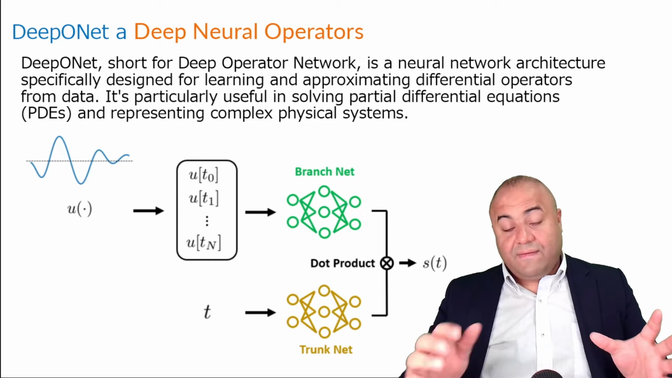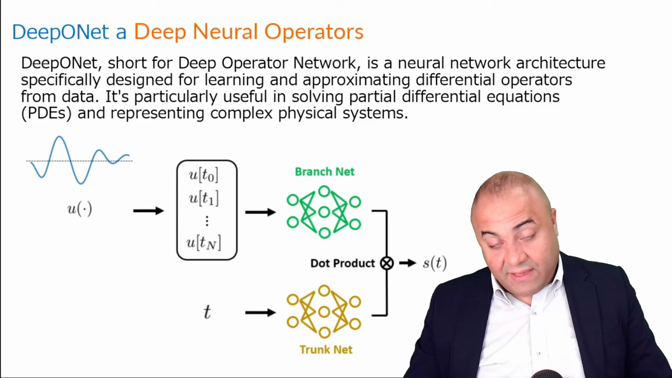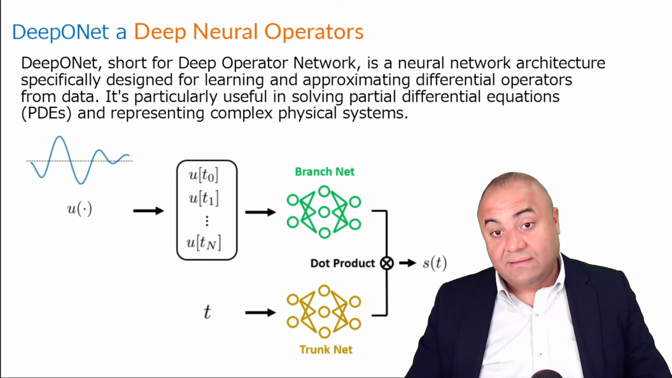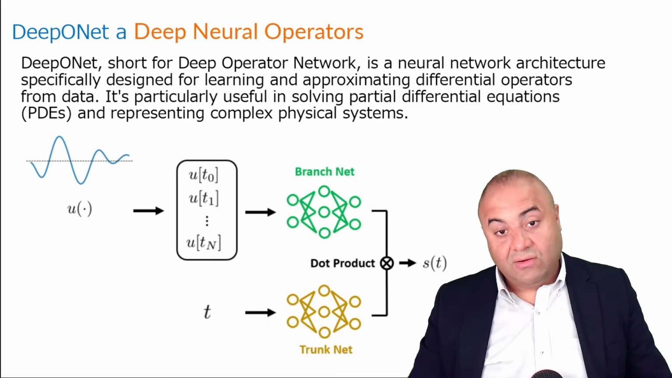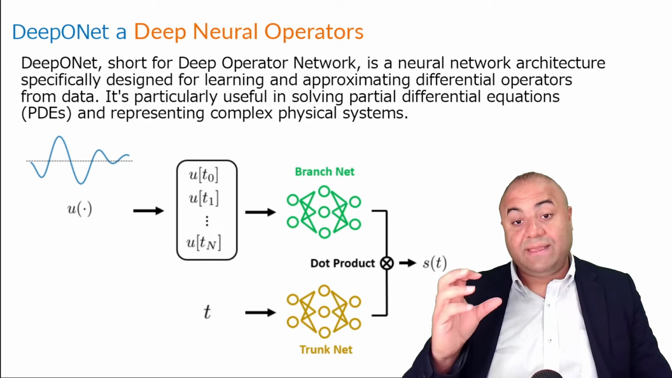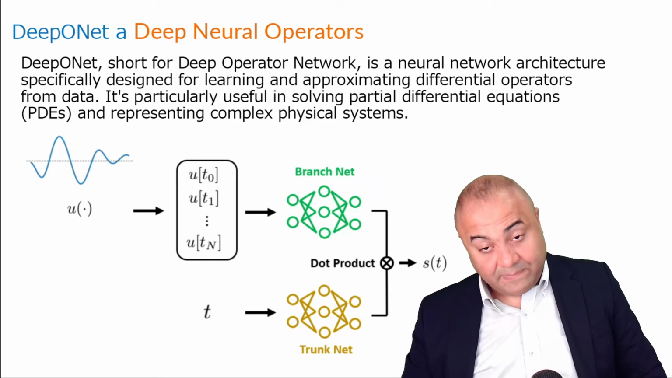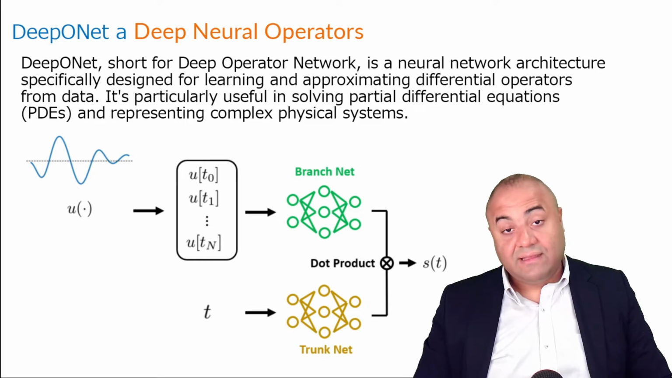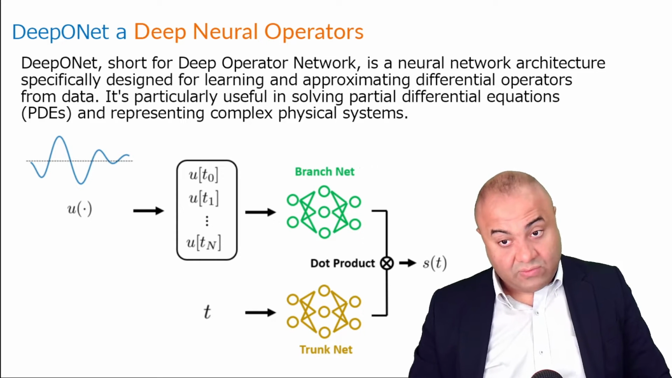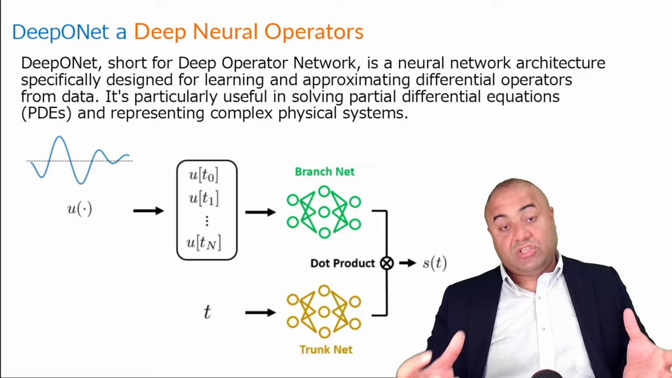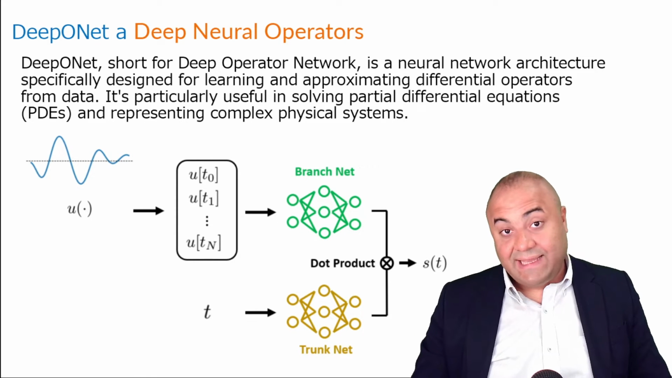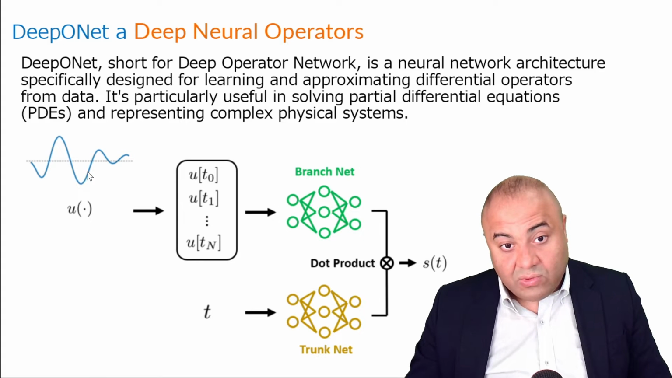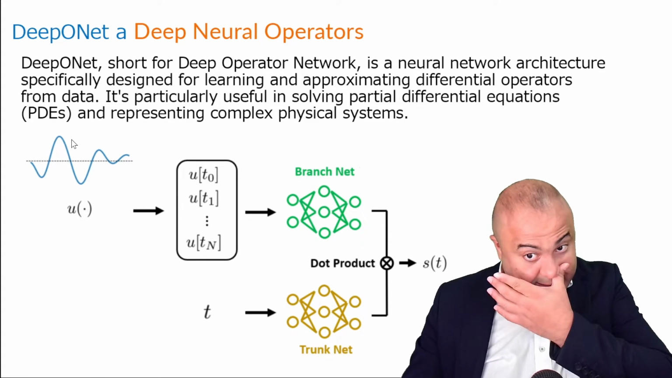So one of the very famous operators is the DeepONet. The main idea of it is basically we will use two networks. The first network is going to be the branch network, and the second network is going to be the trunk network. The branch network is going to take the whole function, the whole input function. So we will take every point in the input function.